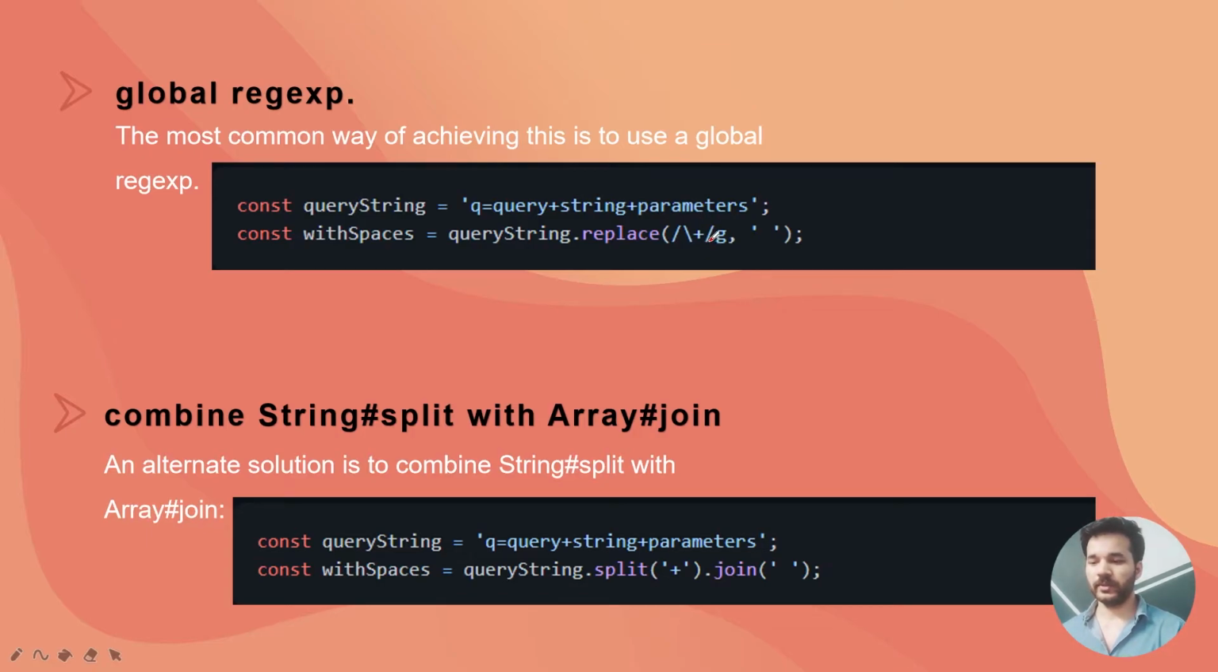Here we have to replace plus with a space so that we can change this query string to q equals query space string space parameters. Another way of doing this in the same manner is splitting the string first at all the occurrences of plus and then rejoining it with a space.